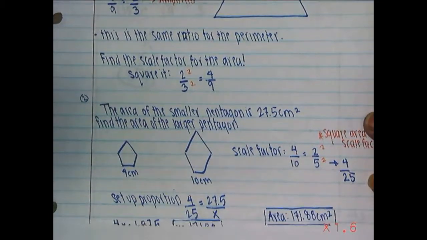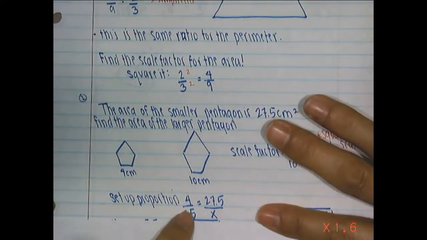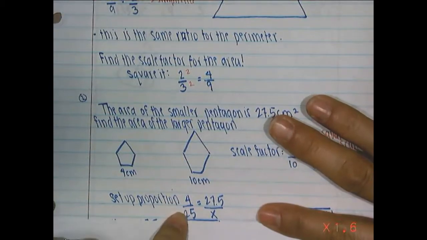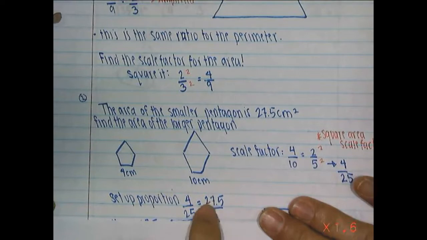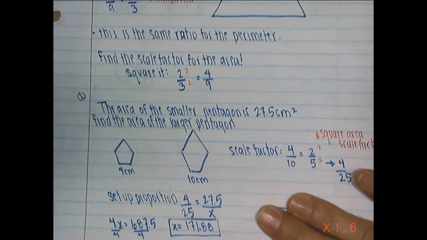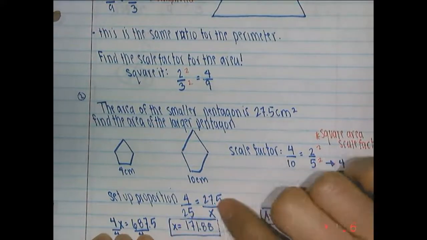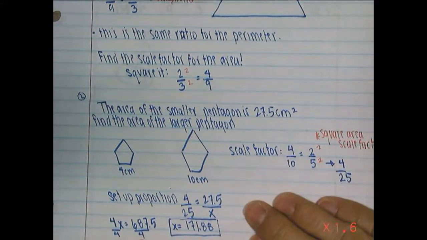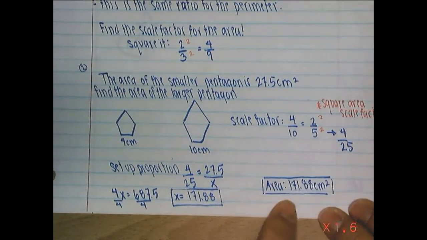So we're now going to set up a proportion. We are going to take that 4 over 25 because we're talking about area, the ratio for area, and we're going to line it up with our smaller figure since that's what went on top, and we're going to put the 27.5 over x. We're going to cross multiply, and we're going to solve. So we're going to have 4x equals 675, 25 times 27. We're going to divide by 4 on both sides, and we're going to get x, or the area of the larger figure, is 171.88. That would be your area.